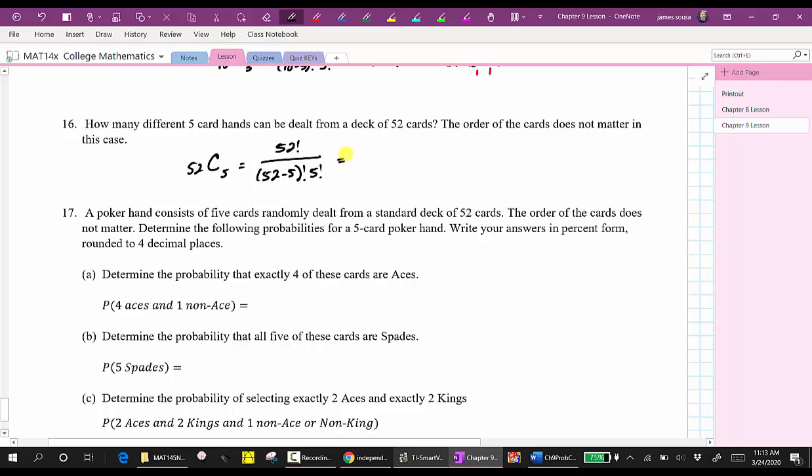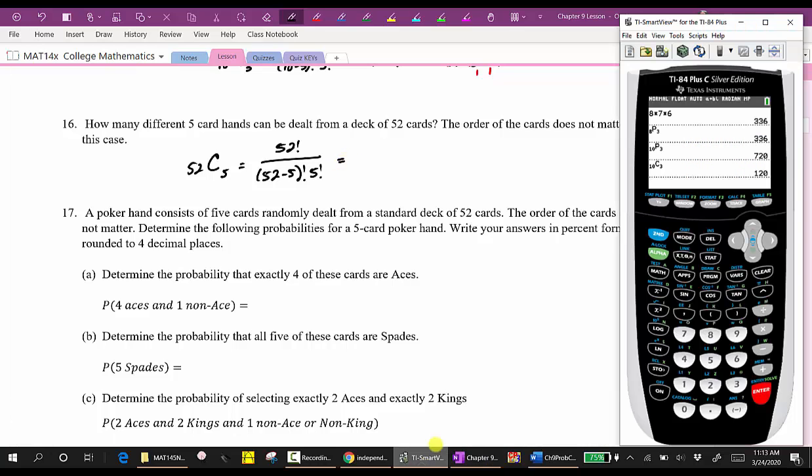Let's just evaluate this on the TI-84. So we have 52, math, right arrow to probability. Combination is option 3. r is 5, enter. We have 2,598,960 ways.